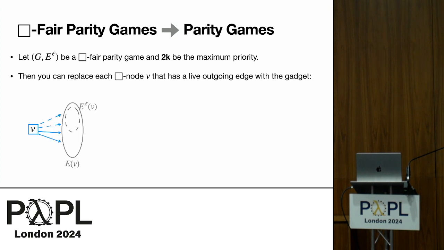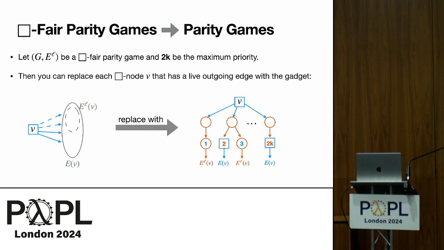Okay, let's say this is our square node, and it has some live outgoing edges. And let's say E_L(v) is its successors, which it goes to with live edges, and E(v) is all of its successors. Then we just take this out of the game and replace it with this confusing 3-step gadget. What this does is, magically, it turns it into a parity game. I will not give full intuition, but I want to grab your attention onto some points. The priority of this node and this node stays the same.